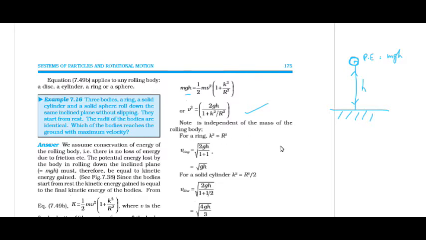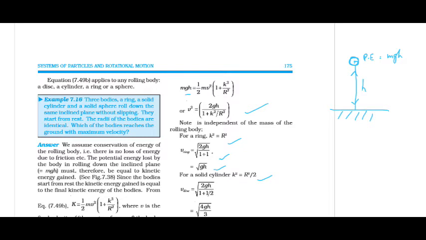Note, v is independent of mass and rigid body. This is independent of mass. Nowhere can we see mass. For a ring, k square is equal to r square. So putting the value, v ring is equal to under root 2gh upon 1 plus 1, and ultimately after solving we get square root of gh.